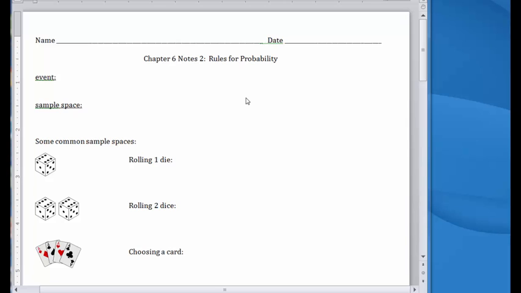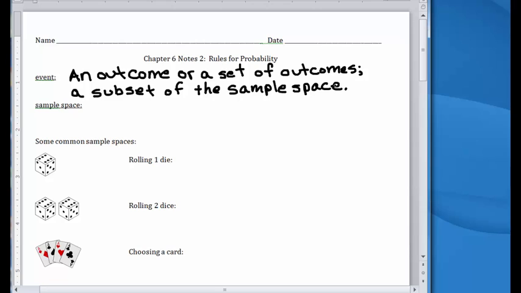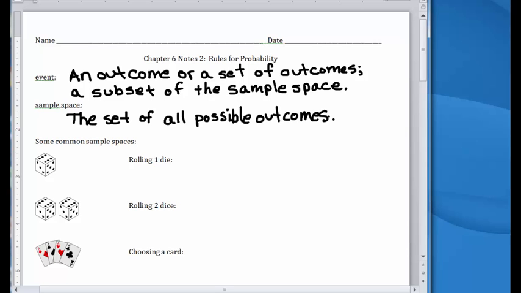We call any of these instances an event. Whether it be a single outcome, like rolling a 2, or a group or a set of outcomes, like rolling an odd number, this is an event. If you make a list of all of the outcomes, this is the sample space, the set of all possible outcomes. Let's look at some common sample spaces.